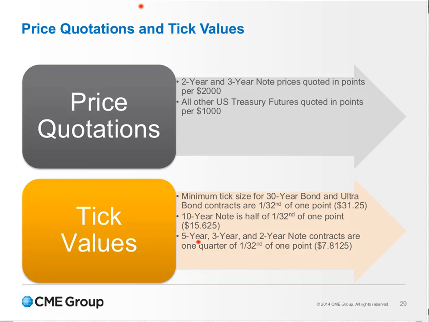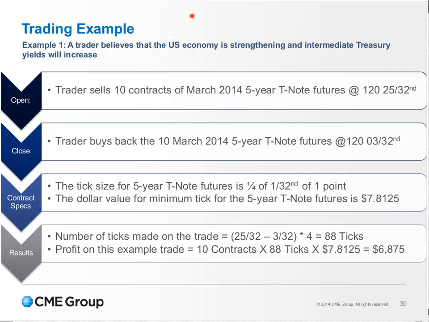So let's take an example, because we talked about a lot of terms here. We talked about a lot of different ticks and stuff. Let's just take a quick example of a trading example. In this example, a trader believes that the U.S. economy is strengthening, and intermediate term treasuries, we'll call them 5-year treasuries, their yields will increase. So if we think yields are going to increase, what's going to happen to treasury prices?